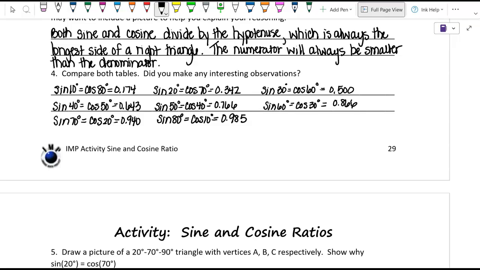Again, sine of 10 equals cosine of 80. Sine of 20 equals cosine of 70. Sine of 30 equals the cosine of 60. And that pattern keeps going. What do you notice about that pattern? Again, we know they have the same ratio. We're showing that. But what else do you notice about that pattern?